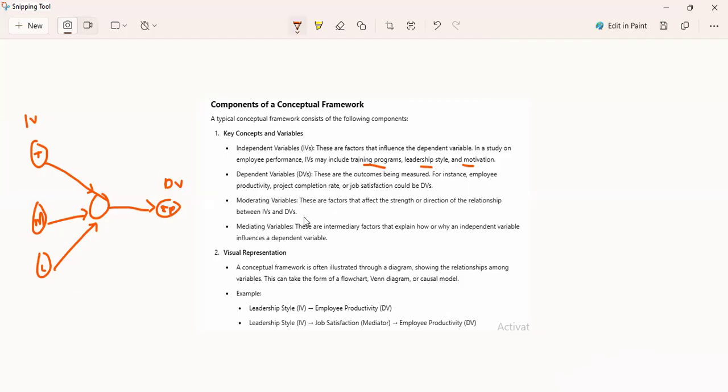Then we also have a moderating variable, which is a factor that will affect the strength or the direction of the relationship. We also have mediating variables. These are factors that will explain why the independent variable influences the dependent variable. So here we can call this a moderating variable. So collectively, this is what we call a conceptual framework.